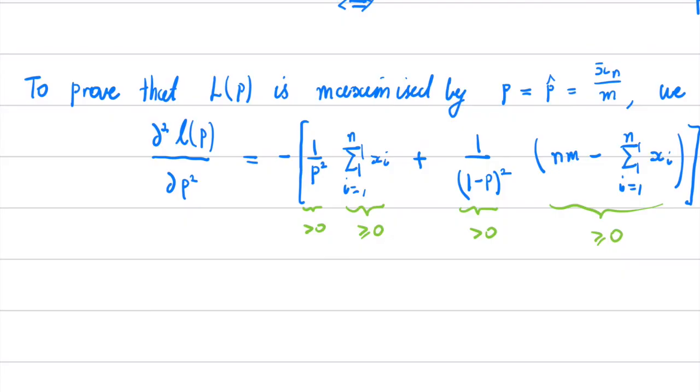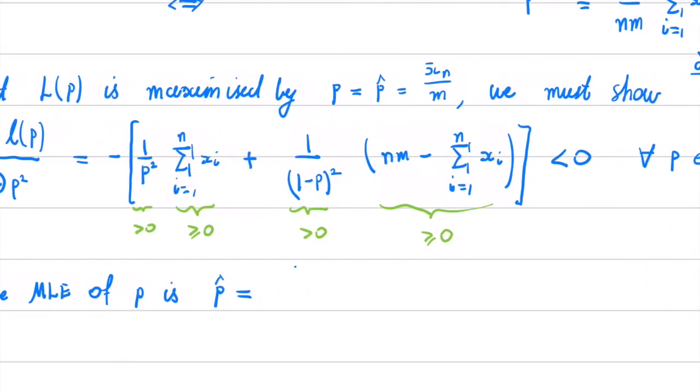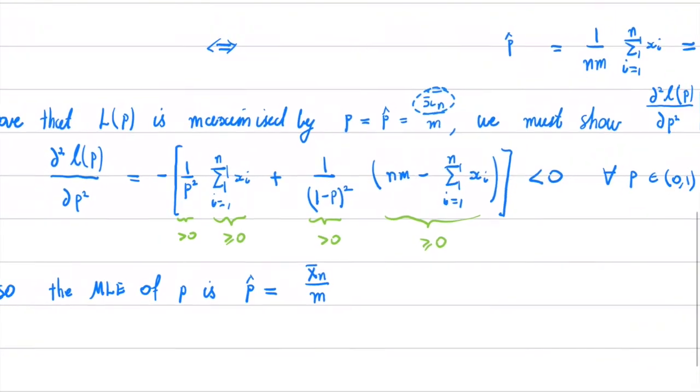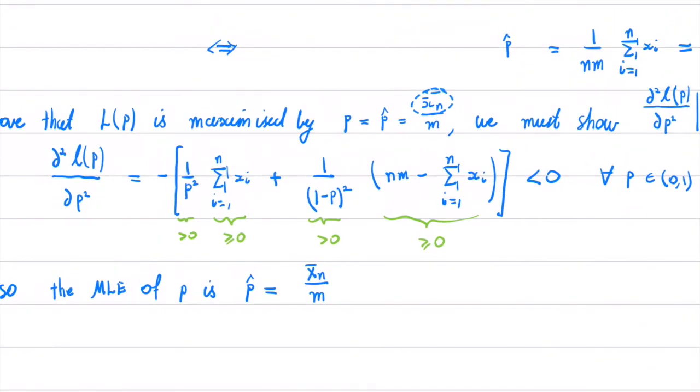And so in conclusion, the MLE of p is p hat, which is equal to, in this case, X bar n over m. And in this case, I've chosen to use a capital letter as opposed to the lowercase. And that concludes this video for finding the maximum likelihood estimate for the p parameter of the binomial distribution.